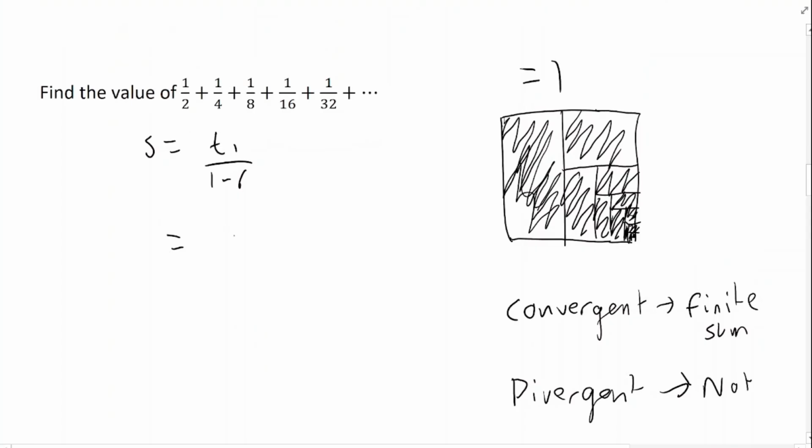So T1 is, let's see, I'm going to be really careful here, a half over 1 take, and R is a half because we're halving it each time. So you get a half over a half, which is a 1.